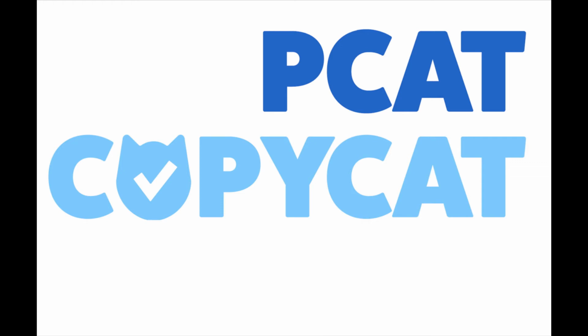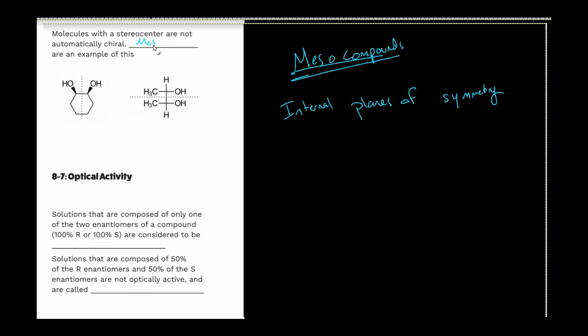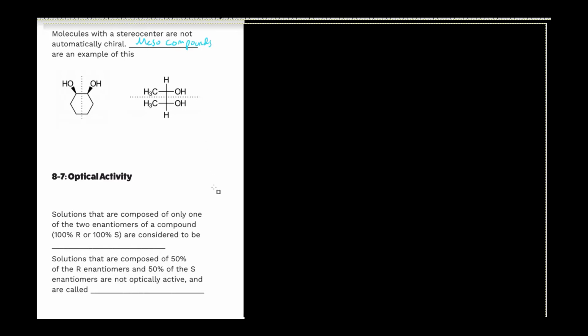So molecules with a stereocenter are not automatically chiral. It's a true statement. Here are two examples. These molecules have internal planes of symmetry, right? So they look exactly the same on each side. These are called meso compounds.